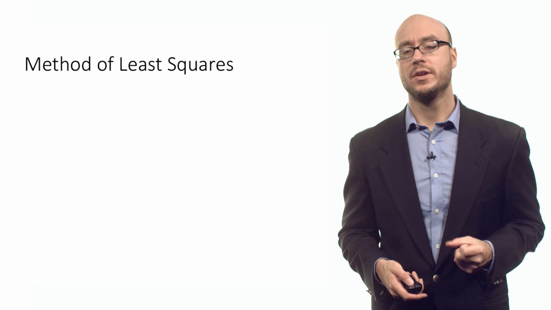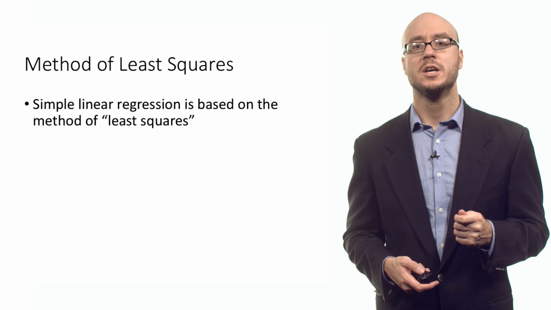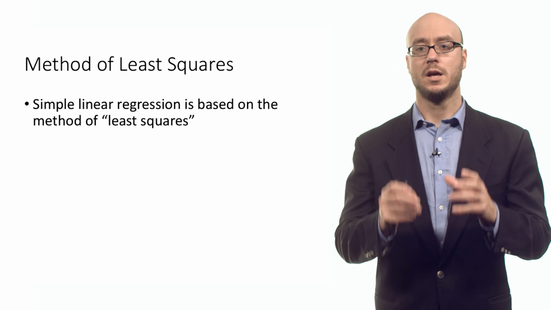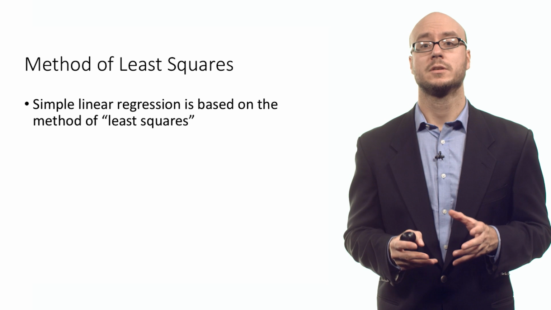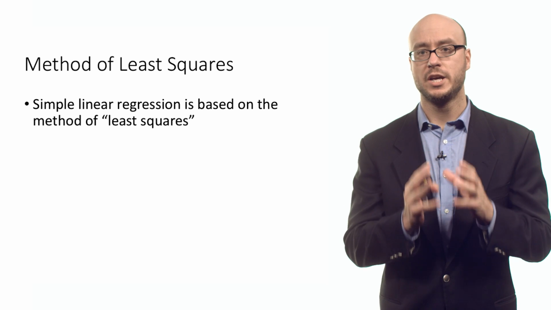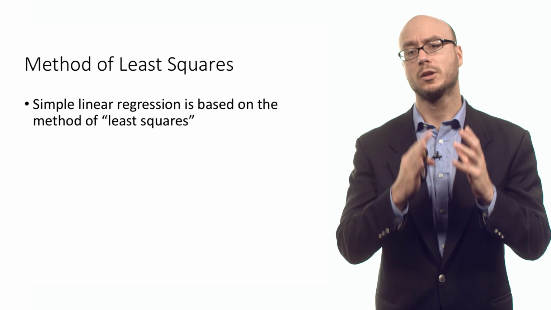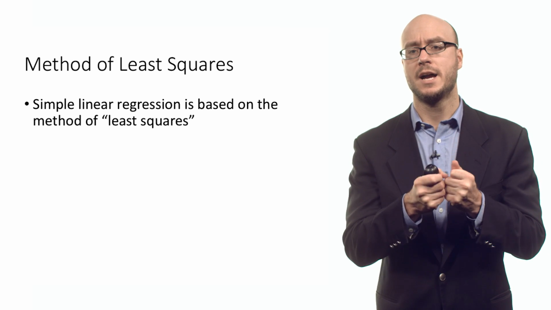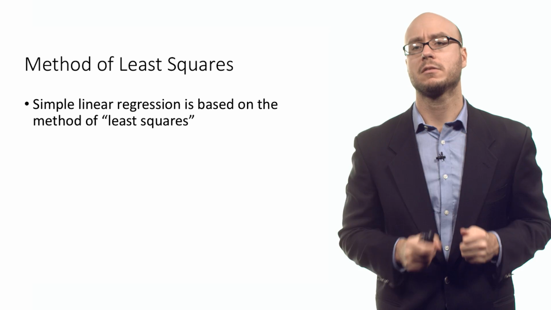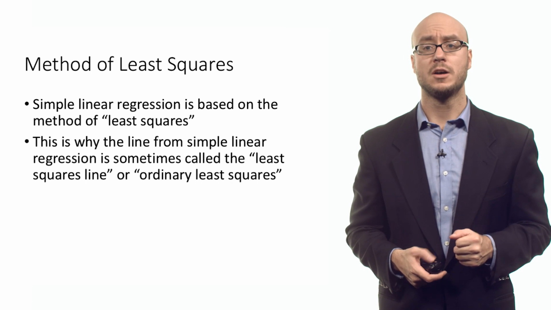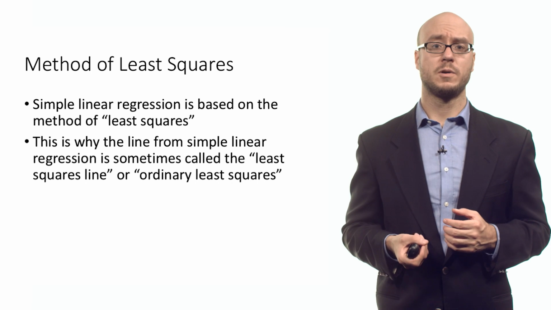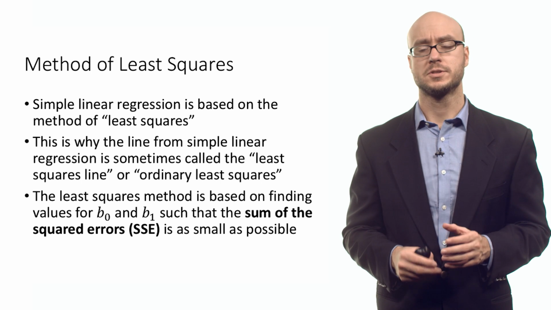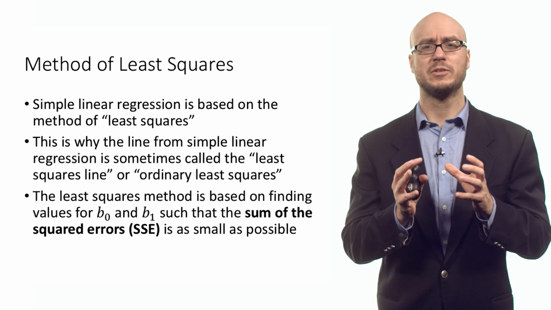Well, we use a method called the method of least squares. That's why sometimes you will hear simple linear regression called least squares regression. It's because we use this particular criterion, this particular algorithm, this method for fitting this line to a scatter plot, for finding particular values of the intercept and slope. And sometimes you'll even hear least squares regression called ordinary least squares. It's so commonly used. Well, what is this criterion?